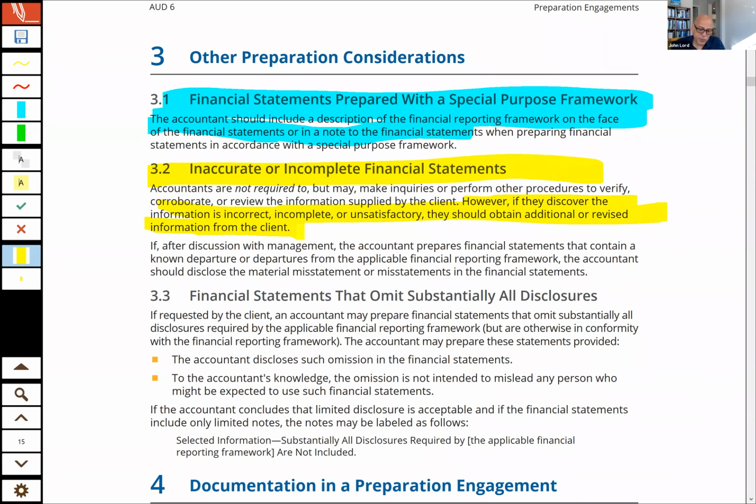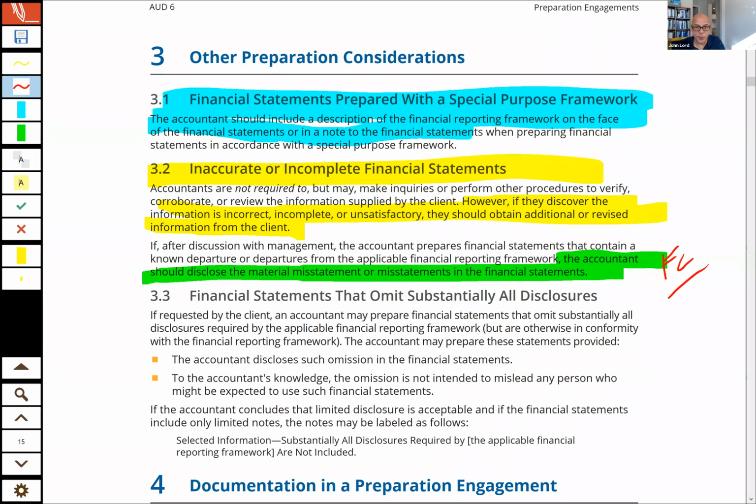So we're saying, hey, we're trying to prepare the statements and you don't have the information here that's going to allow me to prepare the statements, then we would ask them for that information. If we ask for that information and they refuse to give it to us, then the accountant should disclose a material misstatement or misstatements in the financial statement. So we'll first ask them to fix it. And if there's no information that allows us to fix it appropriately, they didn't keep the accounting records or something, then we're going to have to go ahead and disclose what that material misstatement is.